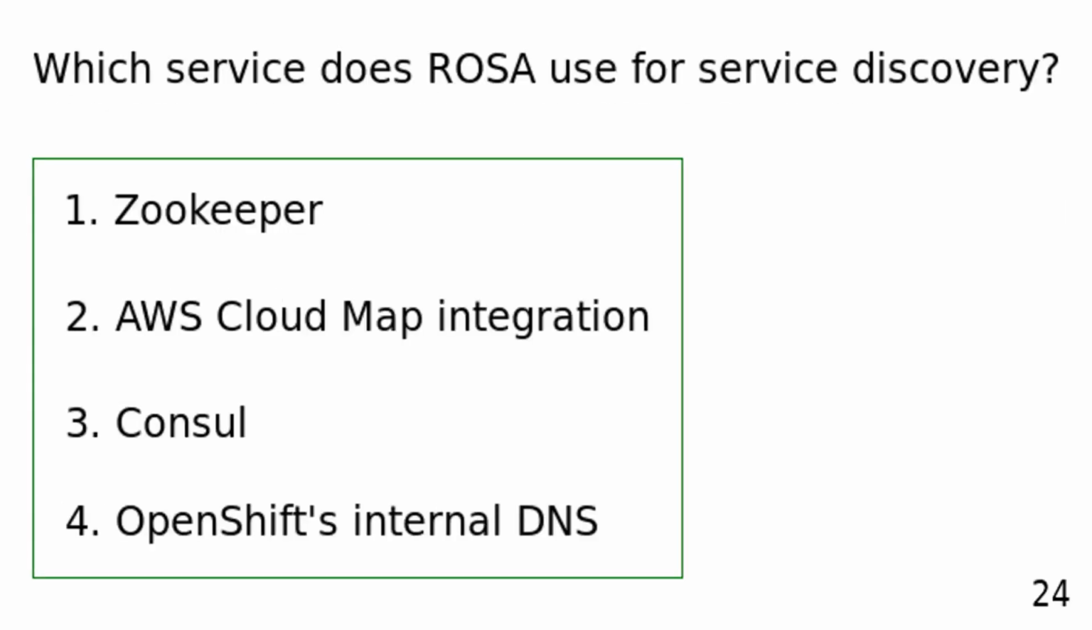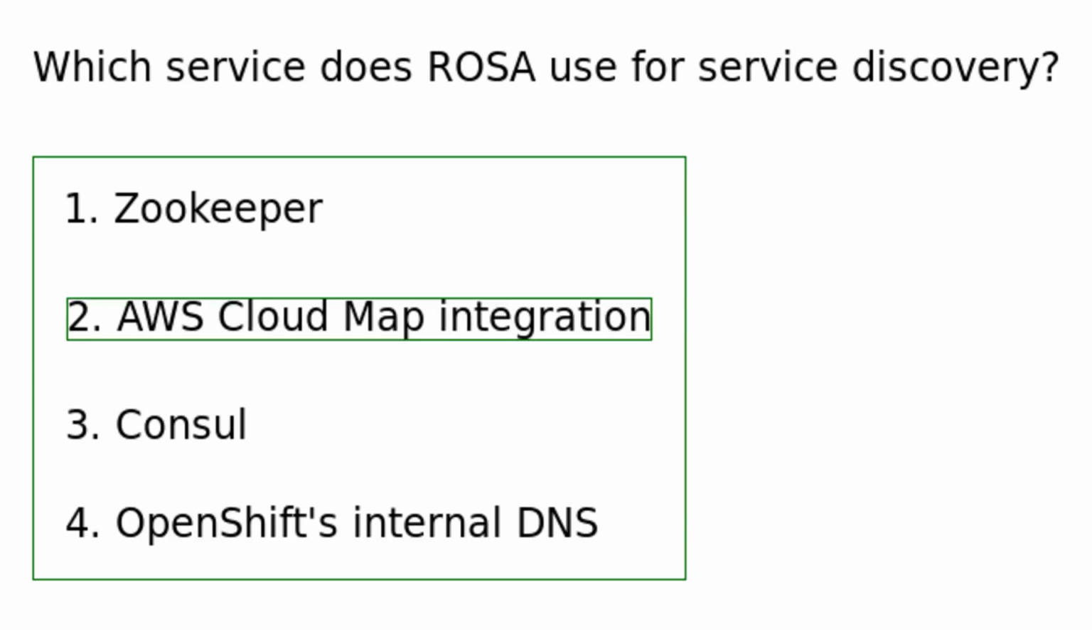Which service does ROSA use for service discovery? Zookeeper. AWS Cloud Map Integration. Consul. OpenShift's internal DNS. ROSA can integrate with AWS Cloud Map for service discovery, making it easy to manage service locations.